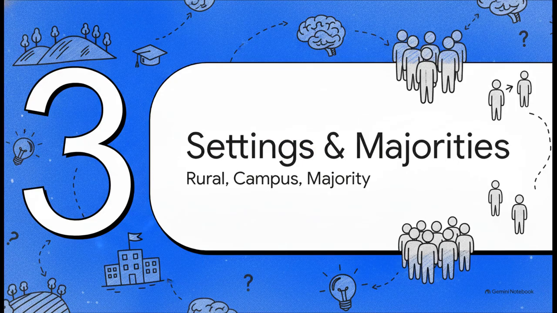Up next is Section 3, Settings and Majorities. Let's look at where these concepts happen, covering the words rural, campus, and majority.